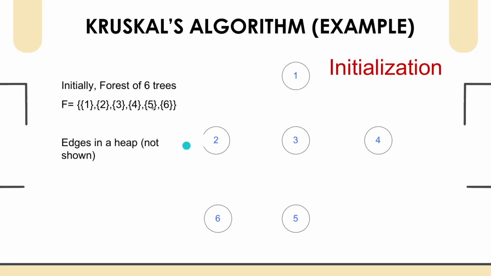You are given an undirected and weighted graph, and Kruskal's algorithm initially builds a forest. Since this graph contains 6 vertices, we have 6 different trees, and that makes up the forest. And for the edges, we assume that in order to pick up the edge with the least cost, we have a heap implemented. For simplicity's sake, that heap is not shown here, but we assume that every time we do a delete min operation, the heap gives the edge with the minimal weight.